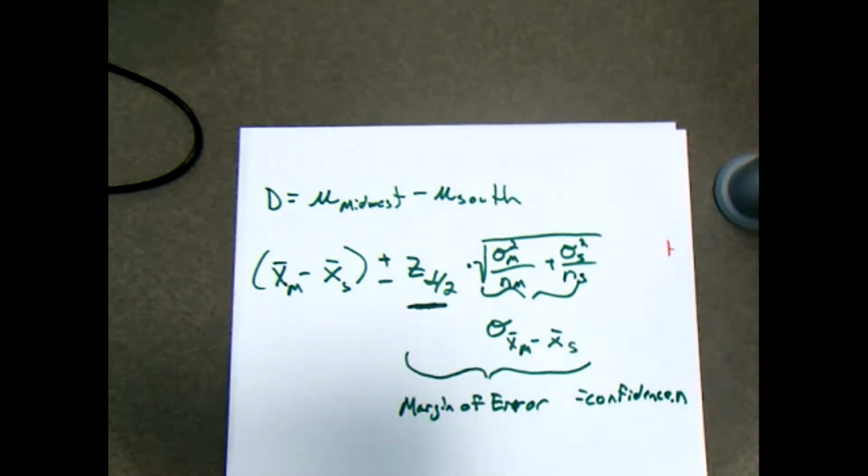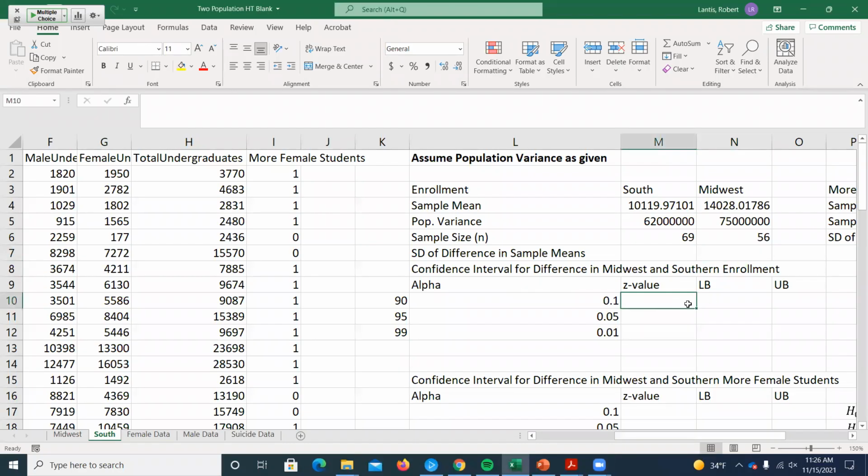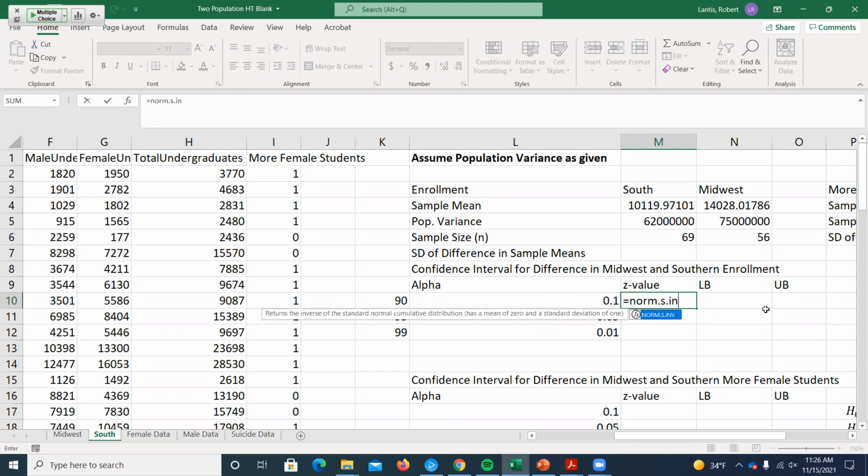So if we go here, the first thing we're going to do is simply use Excel to find that Z value, so we use NORM.S.INV. Because we know the area we want on each side of our confidence interval. Alpha was the total area outside the interval, so we had alpha over 2 on each side. So I said alpha divided by 2 here.